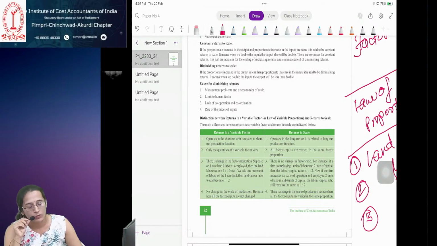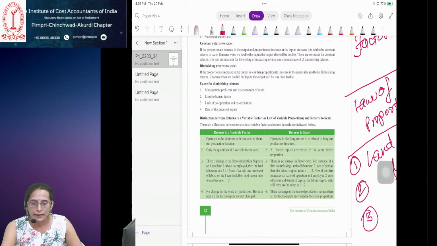Now, the fourth point we discuss, scale of production. There is no change in the scale of production in returns to a variable factor because here all factor inputs are not changed. There is a change in the scale of production in returns to scale because here factor inputs are changed in the same proportion.